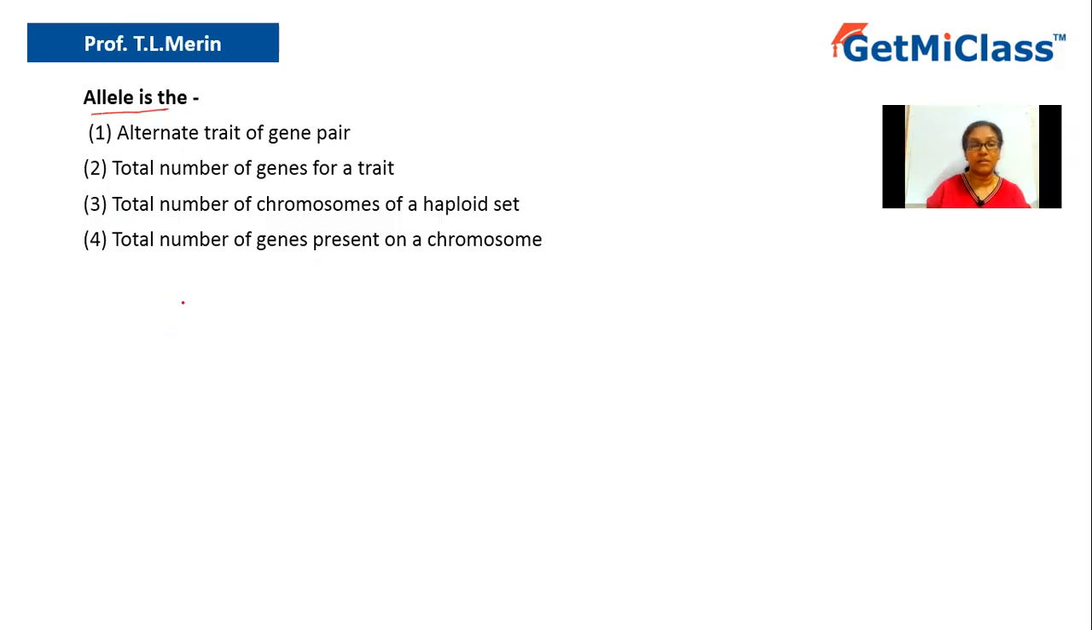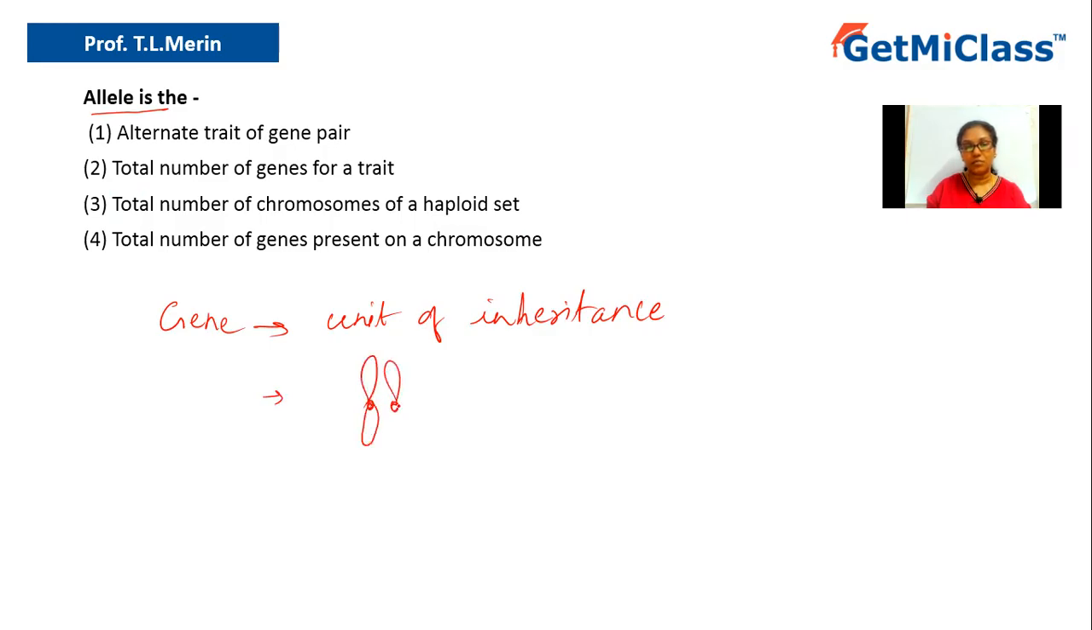That is the question. Before we actually talk about allele, we have to talk about gene. So what is a gene? We all know gene is a unit of inheritance. So what do you mean by unit of inheritance? This is the unit which is responsible for the inheritance of the characteristics from the parents to the offspring. And where are these present? Of course, these are present on the chromosome.